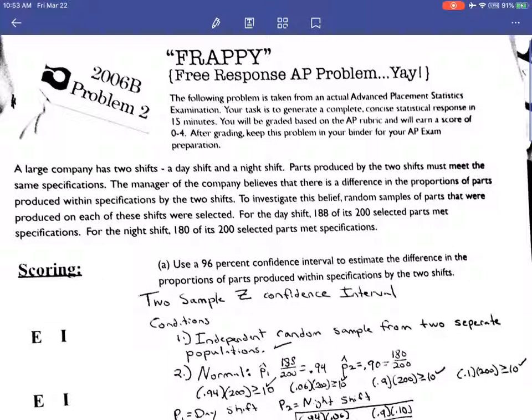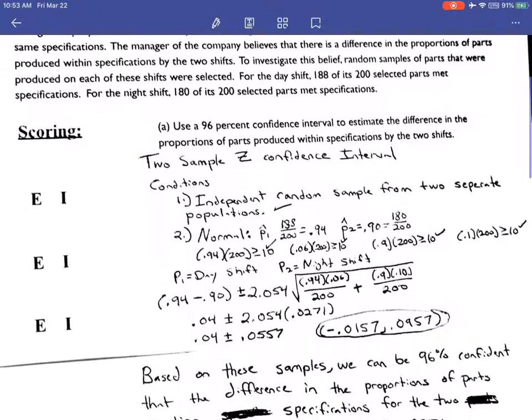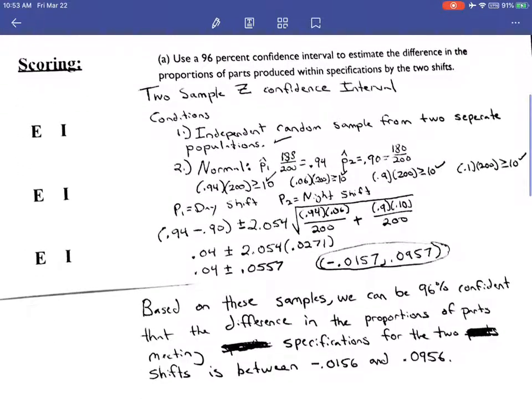All right, so let's scroll down. You can see our work for this. Anytime we're doing a confidence interval, as I'm going through this, I'm going to tell you exactly what the AP graders are going to be looking for. So make sure you're making notes. We might be adding a few little things to these problems. So again, just make sure you're taking really good notes so you're including all these components in your answer.